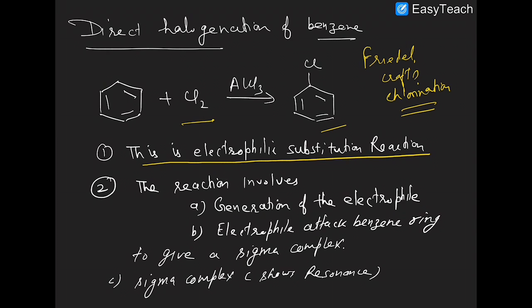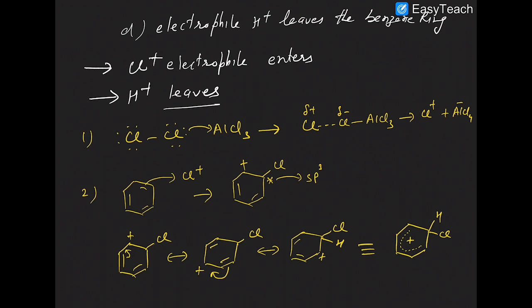The reaction involves mainly three steps. Number one is the generation of the electrophile. The second step involves electrophilic attack on the benzene ring to give a sigma complex. And third step is that H plus leaves the benzene ring. So you can say chlorine plus electrophile enters the system and H plus leaves the system.